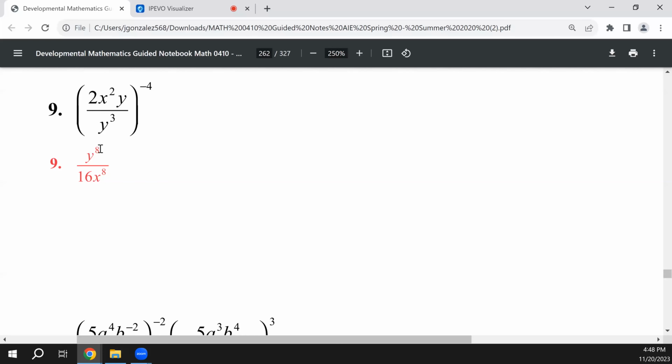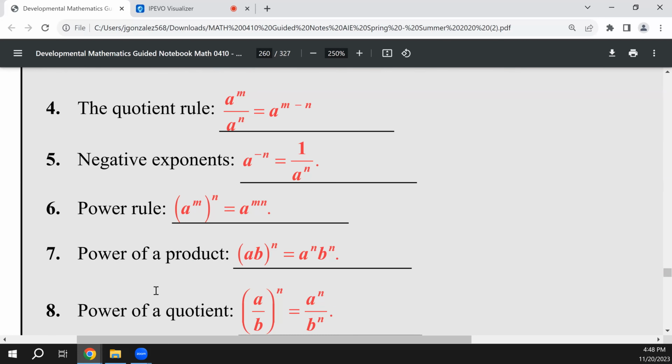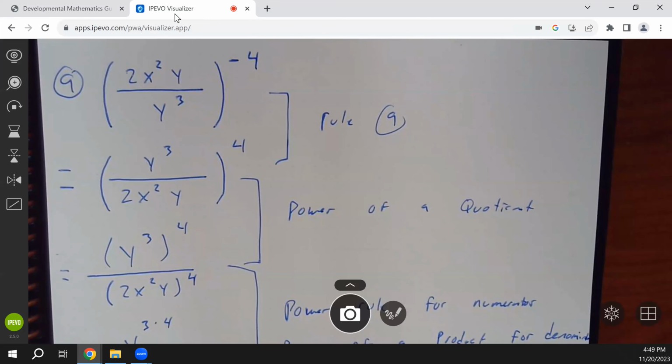First thing we do is rule 9. For that, we did power of quotient. Rule 9, we did what?